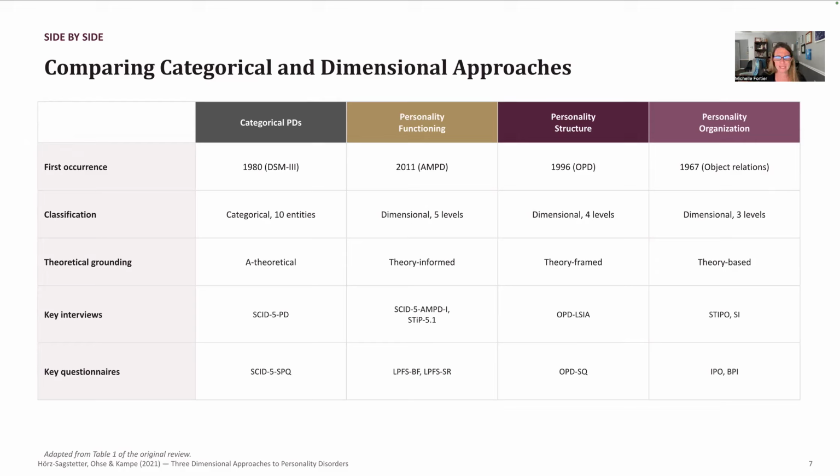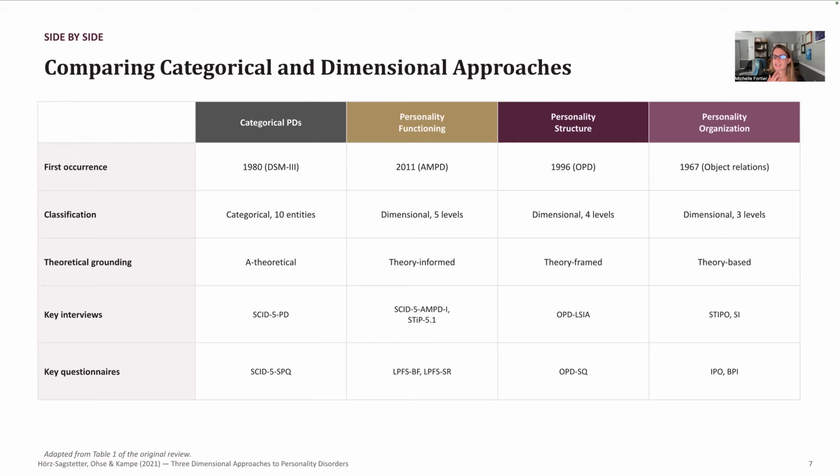So anyway, key questionnaires: LBFS-BF, LPFS-SR. Then we have the personality structure from 1996, the OPD, dimensional, 4 levels, it's theory framed, and we have our key interviews or key questionnaires.